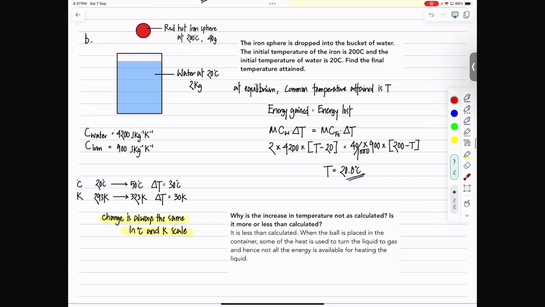Okay. So just go through this, then I'll start the heating cycle. It's relating to fusion and vaporization.